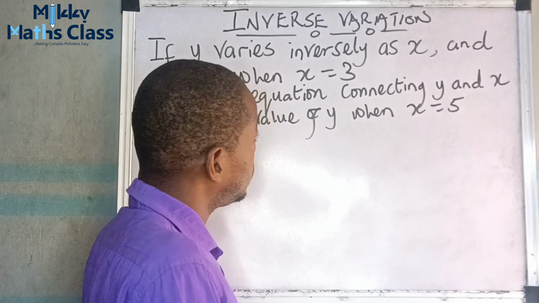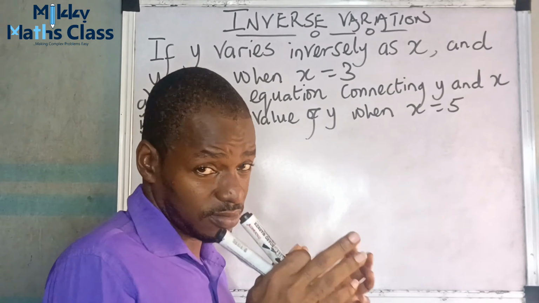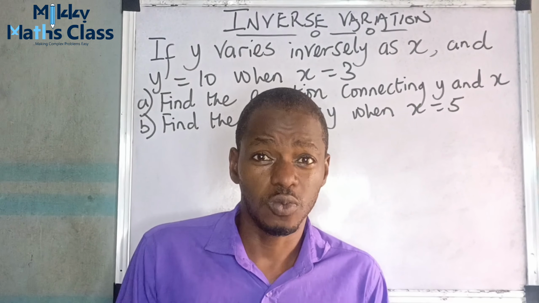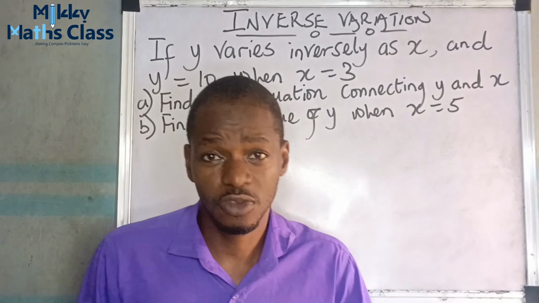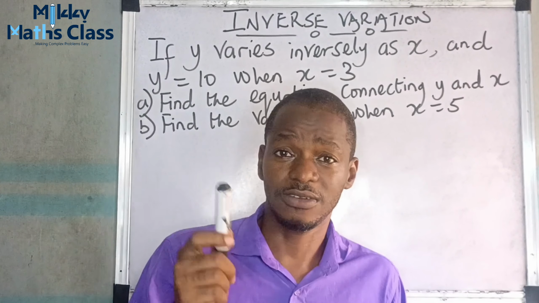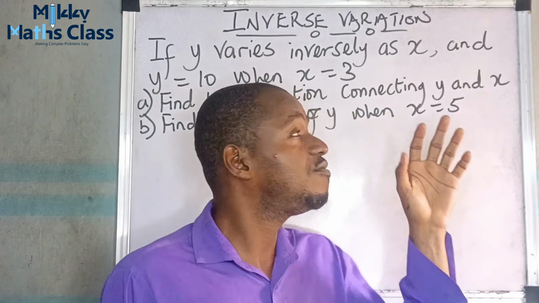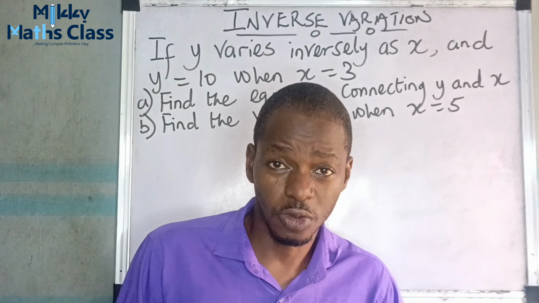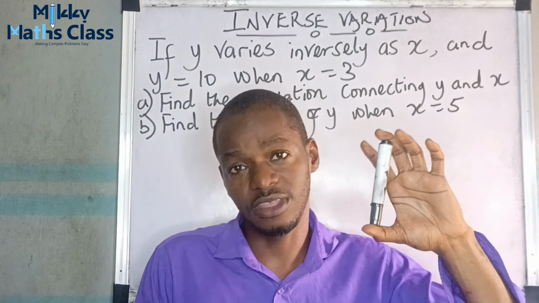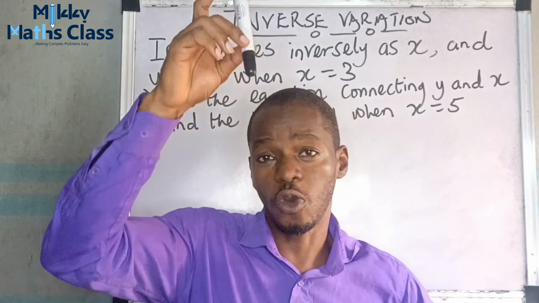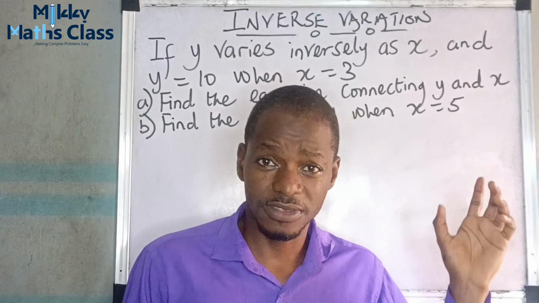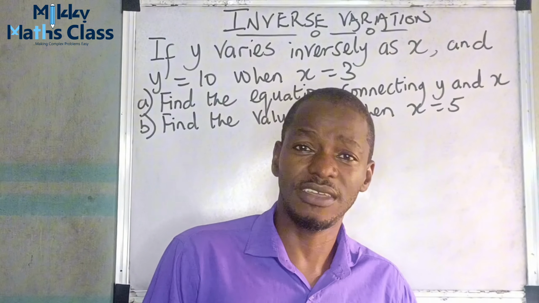In the last class, we looked at direct variation, and what we established in direct variation is that when there is an increase in one of two quantities, it causes an increase in the other one. But for inverse variation, when there is an increase in one, there is a decrease in the other. When one goes up, the other comes down. When one goes down, the other one goes up. That's inverse variation. Let me give you a practical live example.